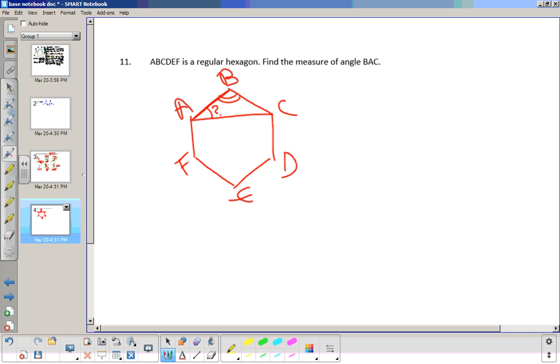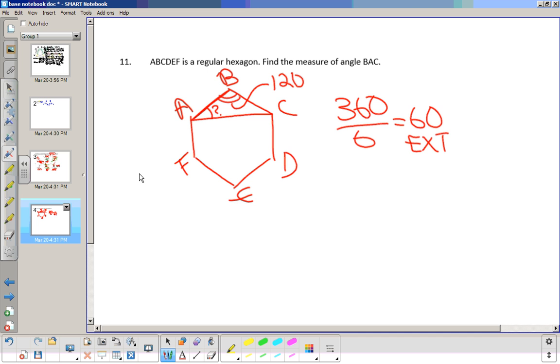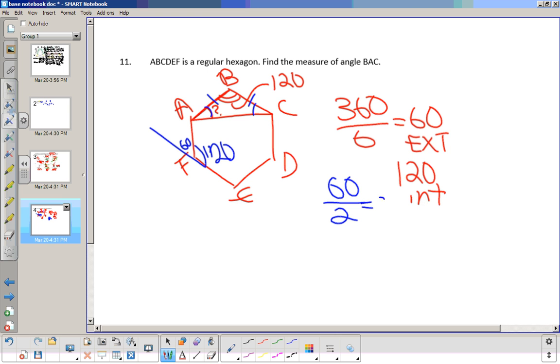We can find this measurement by going 360 divided by 6, which gives me 60. So that's the exterior angle. So the interior angle was 120, and that's based on the fact that they're supplementary, so this is 60, and that is 120, okay? And by the triangle sum theorem, or the fact that these are congruent because it's regular, I know these angles are congruent to one another, so that would be 60 divided by 2, or 30 degrees, okay? So my answer is 30.